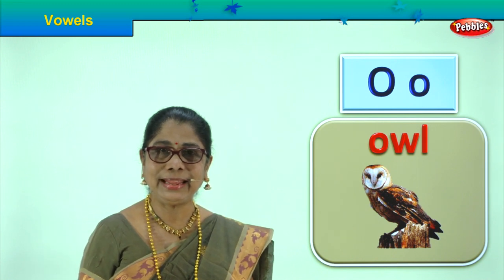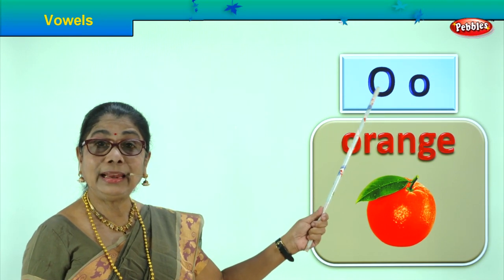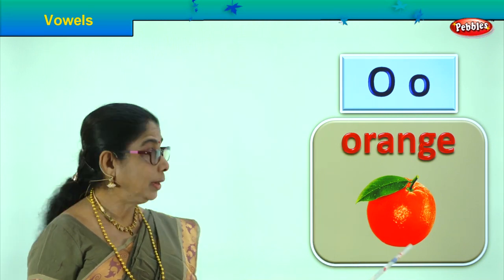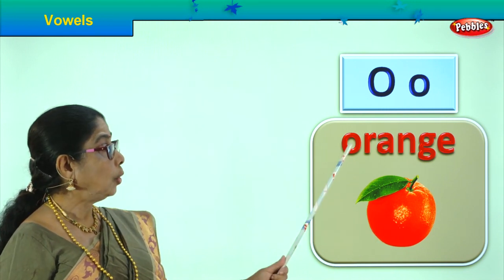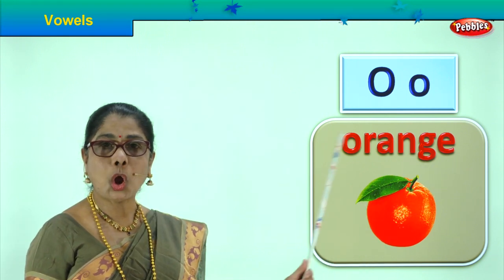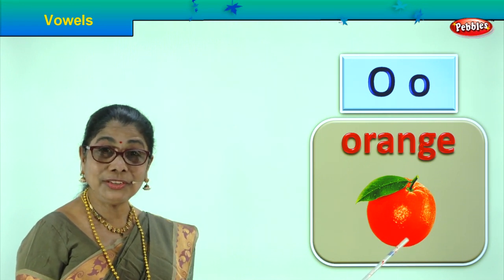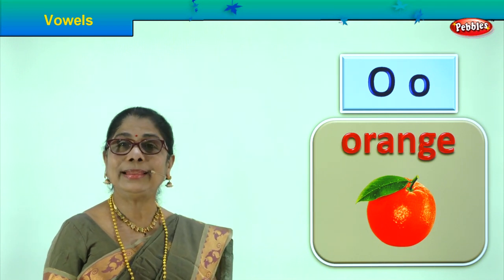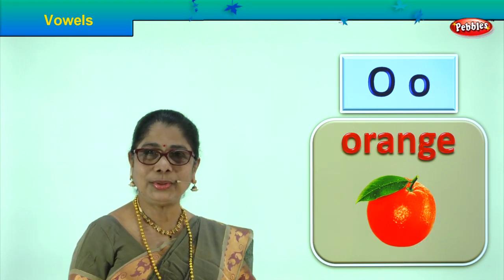Good. Shall we take another picture? Letter O, sound O. Orange. What is this? Orange. What is an orange? It's a fruit. O-R-A-N-G-E. Orange. O. Orange. A juicy fruit. The color and the fruit are the same. The fruit has the color and the name also the same. O. Orange. Let's go to the next picture.